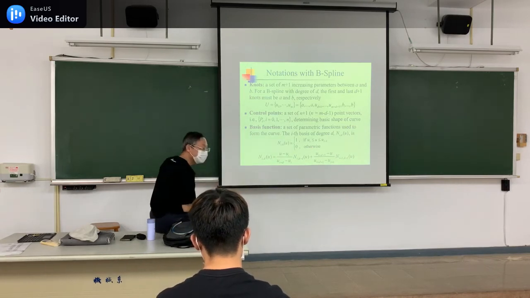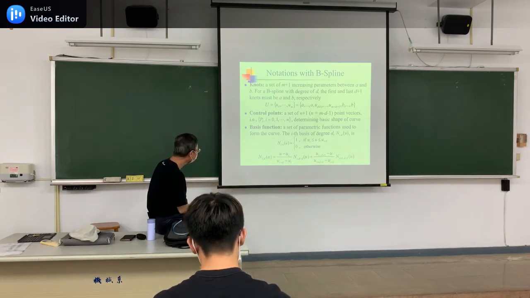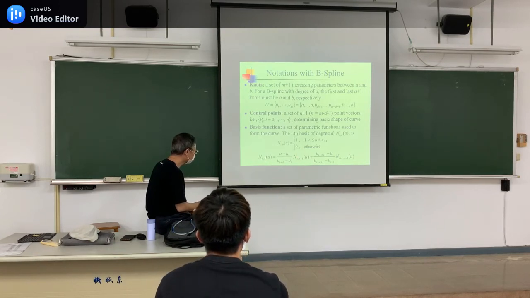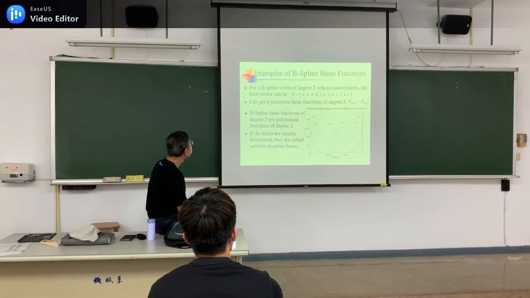So it's not such a simple function. It's a little complicated, especially since it's piecewise, with different regions. But it's defined this way. From degree d minus 1, you can obtain degree d. Okay. And then take a look at the example.